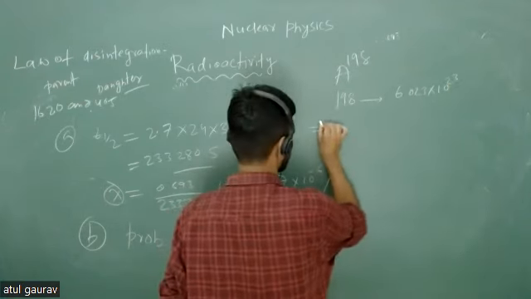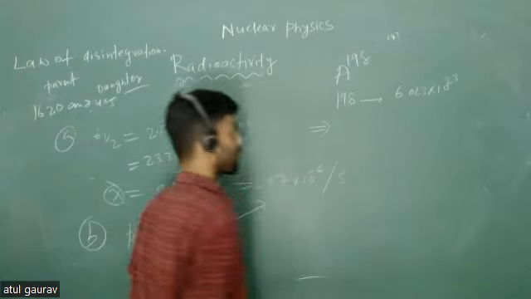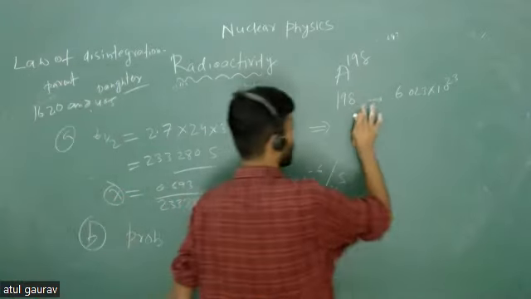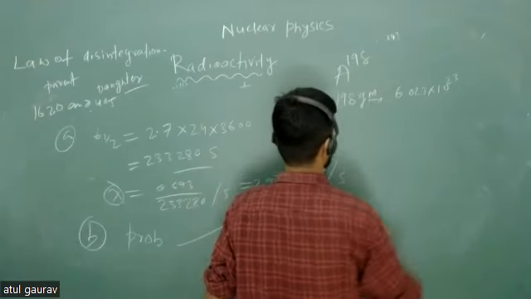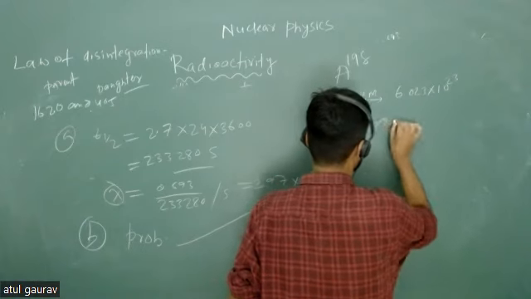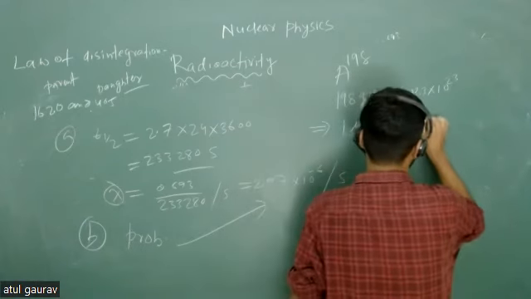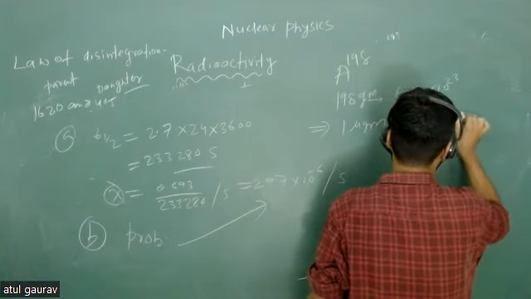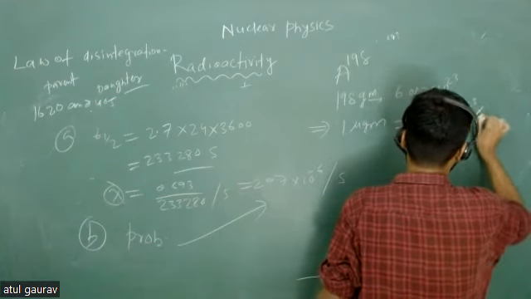Is it clear? From molar concept, right? Mass number corresponding to gram, that will contain Avogadro number. हाँ, तो 1 माइक्रोग्राम कितना होगा आपका? Divided by 10 to the power 6. 6.023 into 10 की पावर 23 into 10 की पावर minus 6.